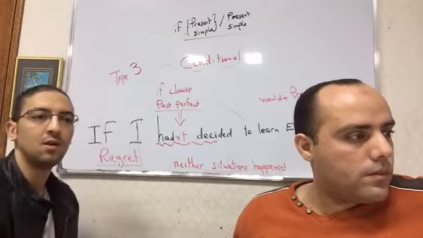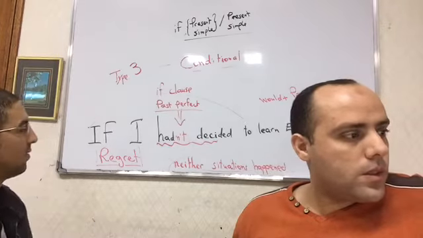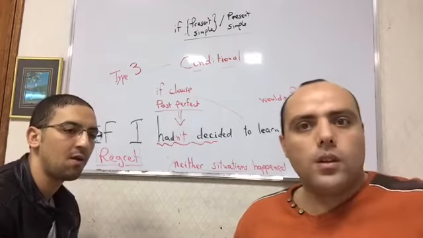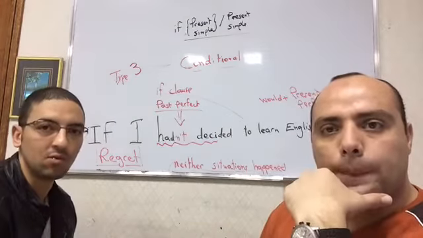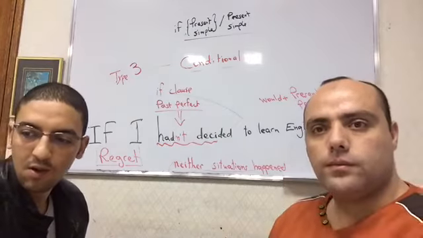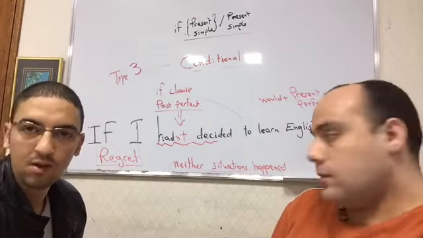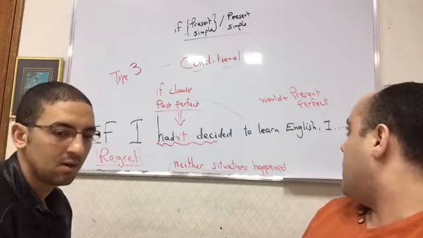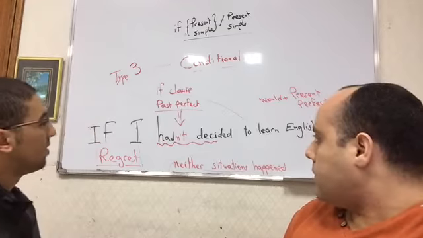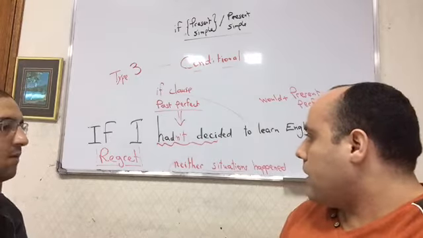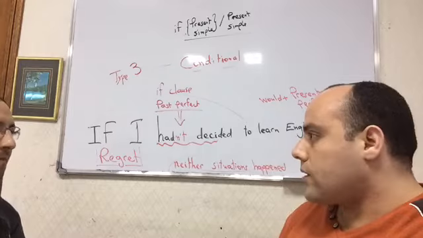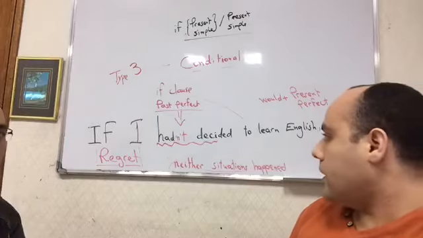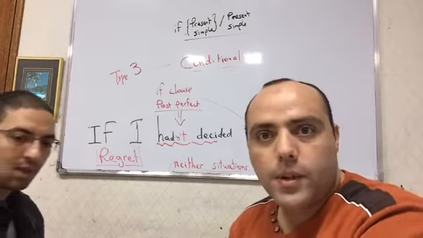Very good, yes. Now, can you complete this one here? If I hadn't decided to learn English, what would have happened? Okay, I can tell you about myself. If I hadn't decided to learn English, I would have worked as anything else, not as a teacher. I wouldn't have been a teacher. Very good.